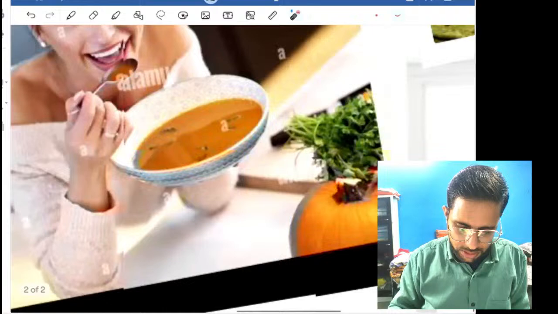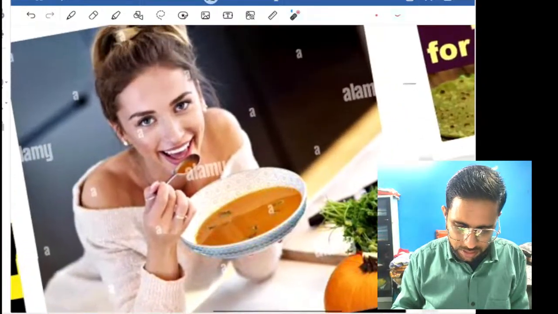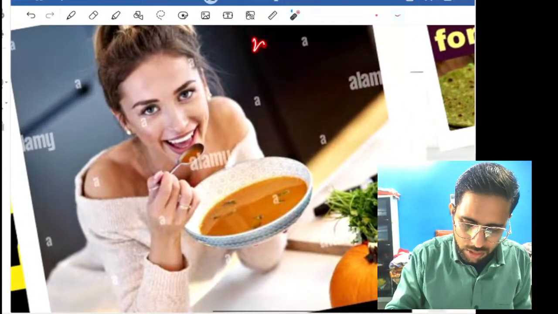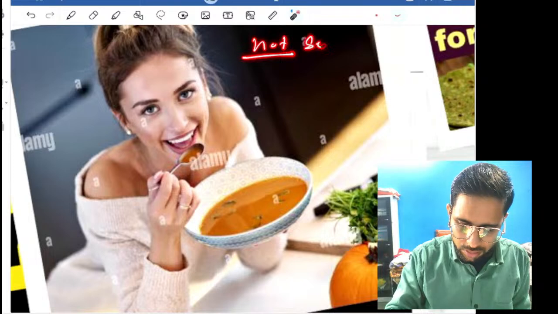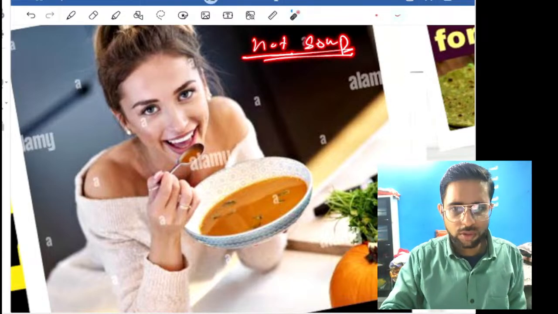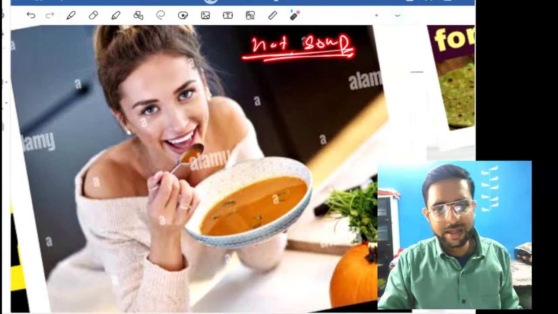Yes. So see this next picture. This is the hot soup. What can you understand by this hot soup? Pregnant lady eats more hot soup.